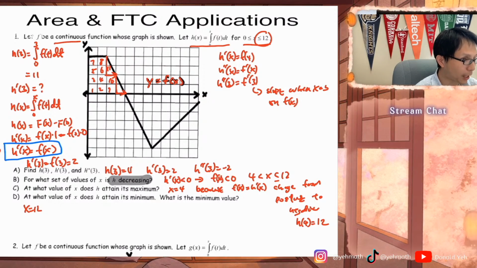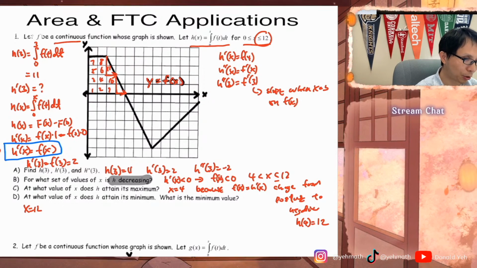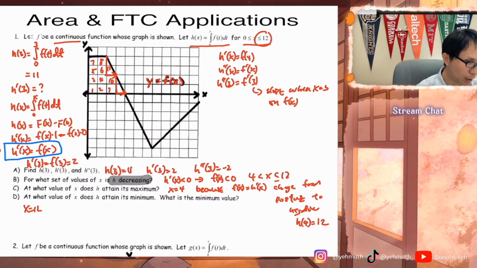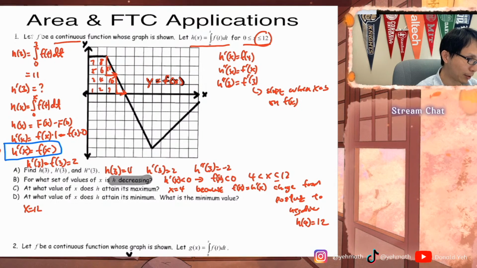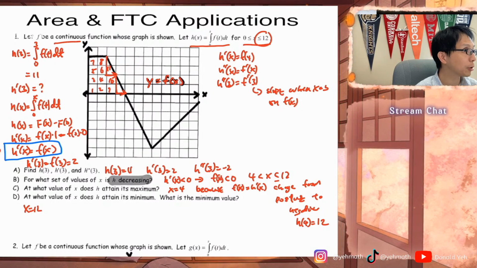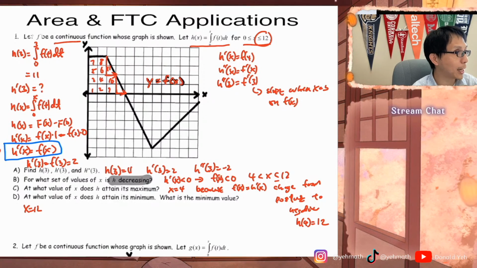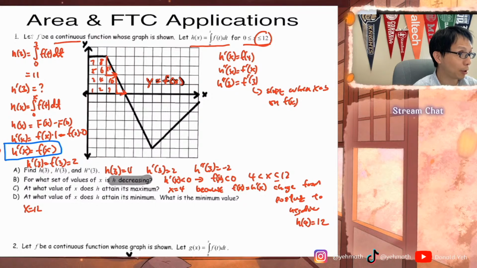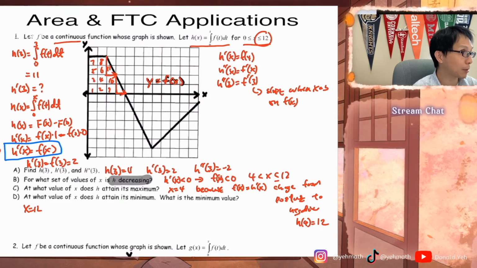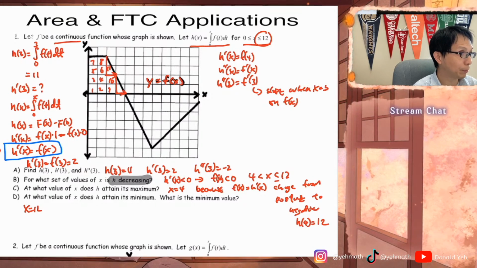Not only that 12, right? 12 is one candidate because it happens at the end. So you have to check the critical value, which is 0, and you also have to check the other end, which is the beginning. It's also a good point to check, because sometimes the beginning is the minimum.